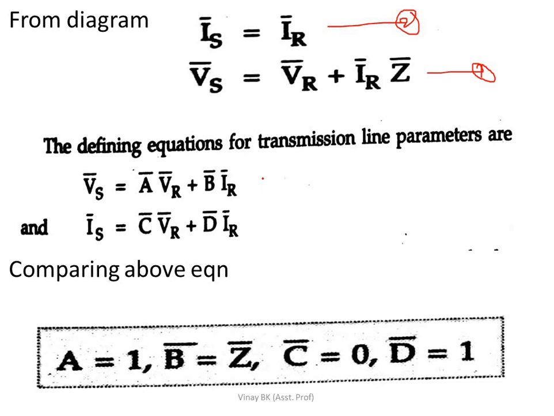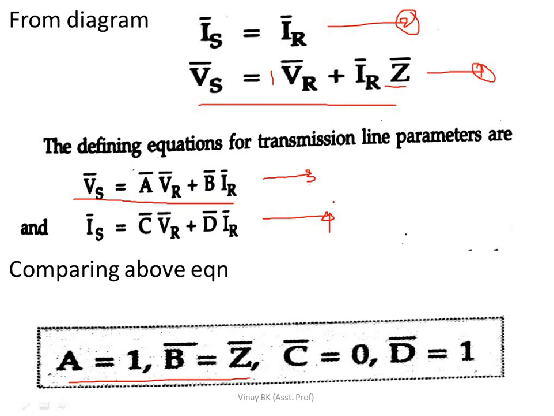Similarly, the standard expression of line parameter Vs is equation 3 and Is is equation number 4. Now it's very simple. You compare the standard generalized constants with the short transmission line parameters. From equation 1 we get Vs equals Vr plus IR into Z. Compare with equation 3: Vs equals A into Vr plus B into IR. We can get the unknown parameters A and B. What is A here? A is nothing but 1 and B is nothing but Z. So A equals 1 and B equals Z.